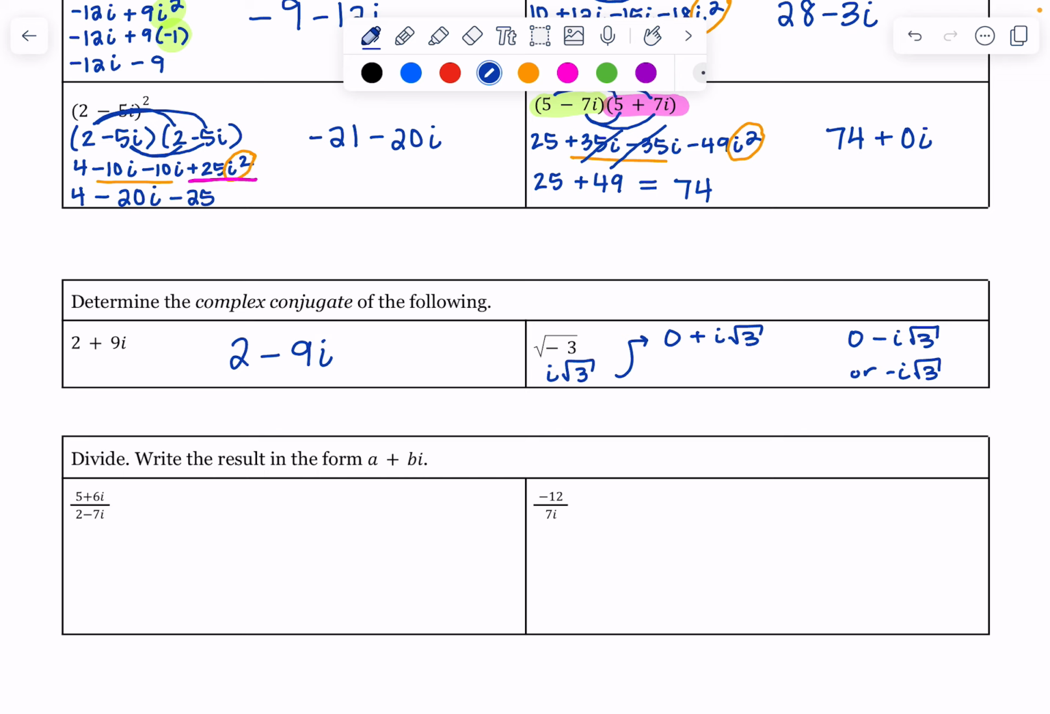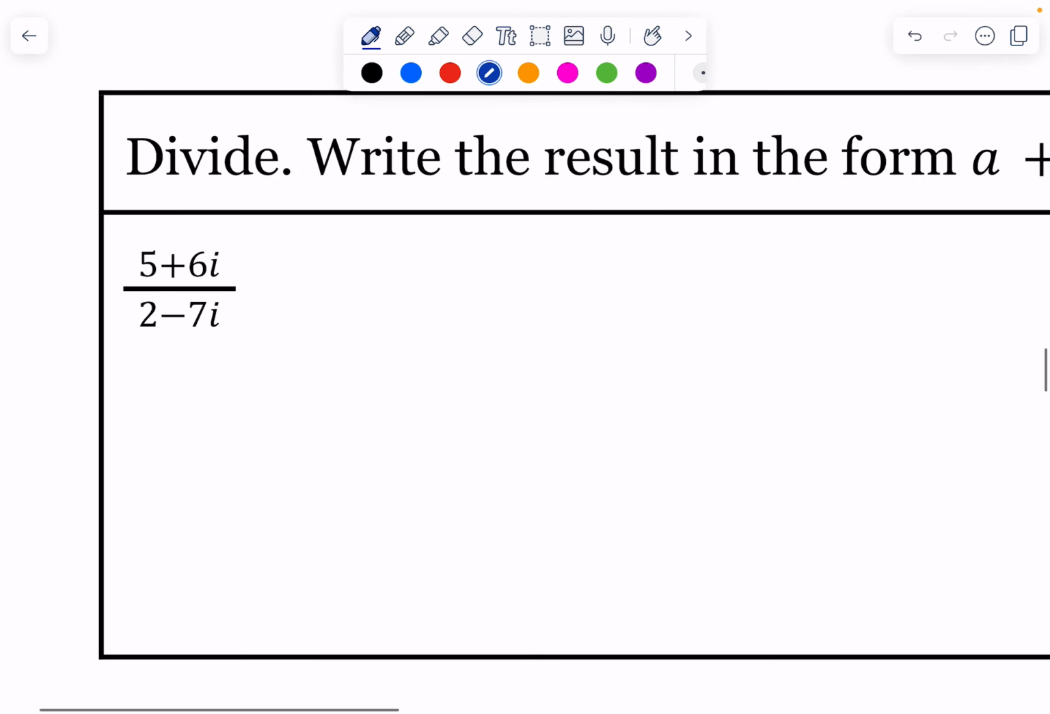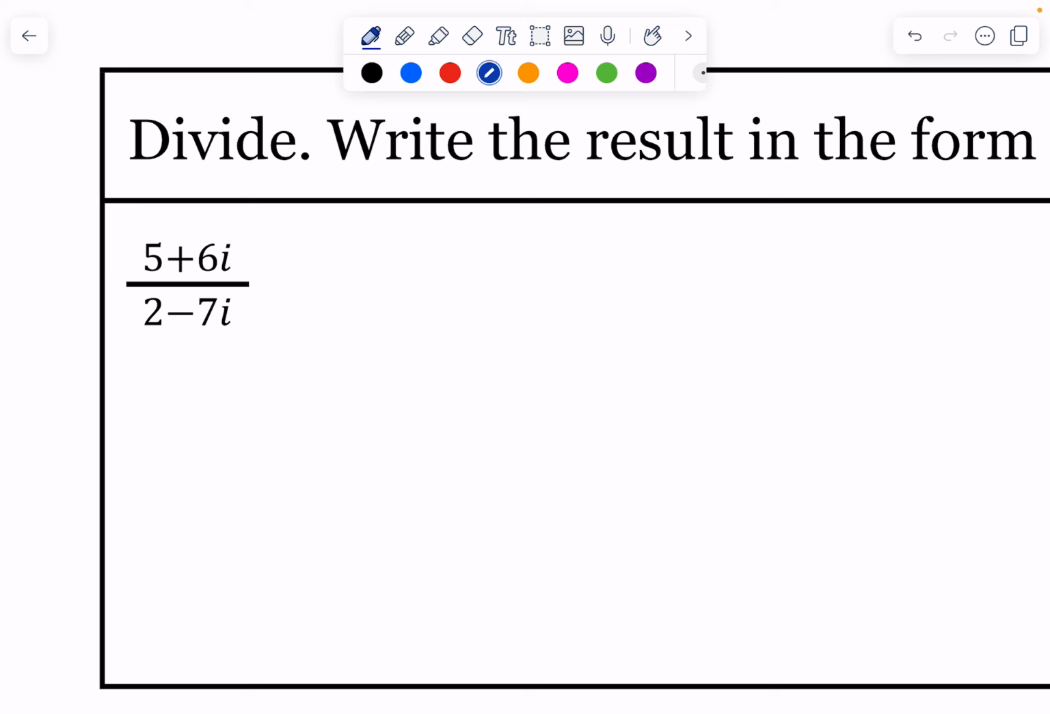Awesome. So this helps us when we are dividing. In order to divide with complex numbers, we need to multiply by the complex conjugate because we do not want any i's in the denominator. So first we need to determine the complex conjugate of the denominator. For this one, that would be 2 plus 7i, and that will help us get rid of the i in the denominator, or the imaginary part of our number.